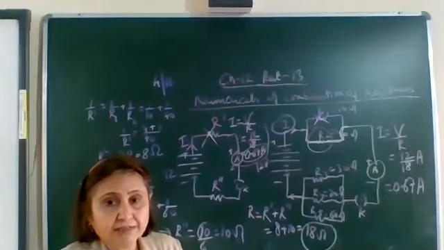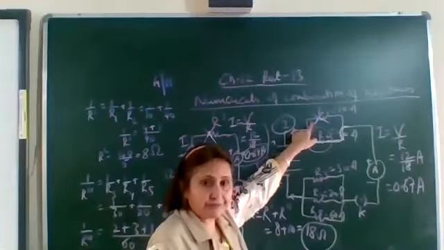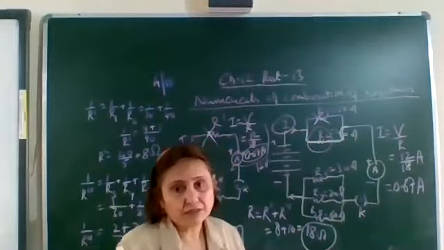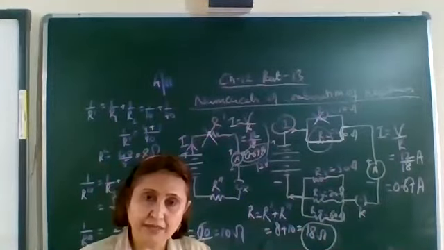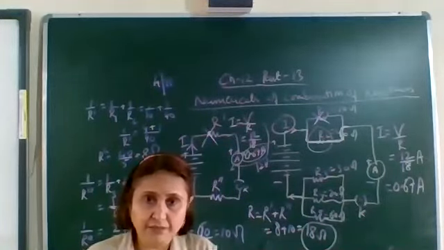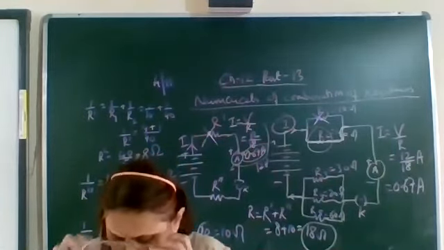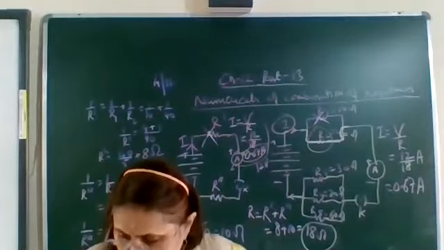And the second advantage is that if one of the components fails to work, if one component gets damaged, the other component will still keep working. So these are the two advantages of parallel combination, and the same will be the two disadvantages of series combination.